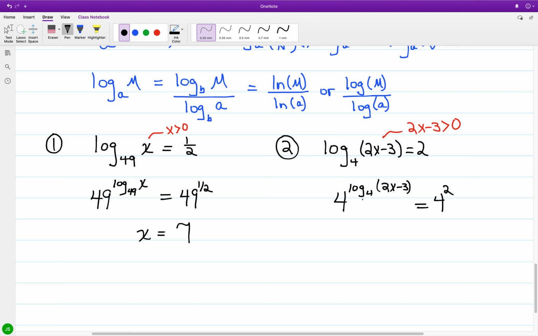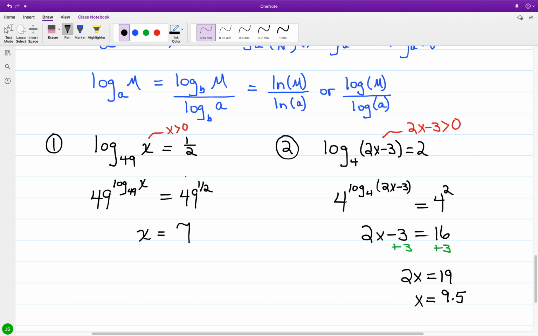Okay, so to the left, the exponential and logarithmic bases cancel, leaving us with 2x minus 3. And we have 4 squared is equal to 16. And if I add 3 to both sides, okay, we have 2x is equal to 19. And we have for this end result, okay, x is equal to 19/2, or you can say 9.5. And 2 times 9.5 is 19, minus 3 is 16. That is positive. So x at 9.5 is valid, and x at 7 for the first problem is likewise.